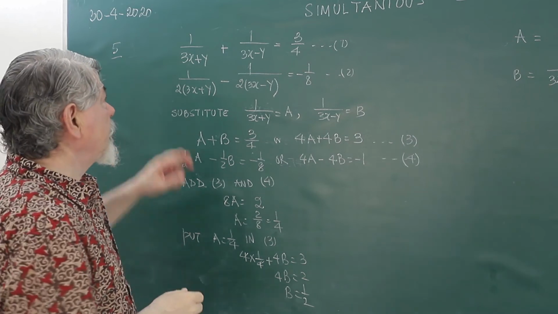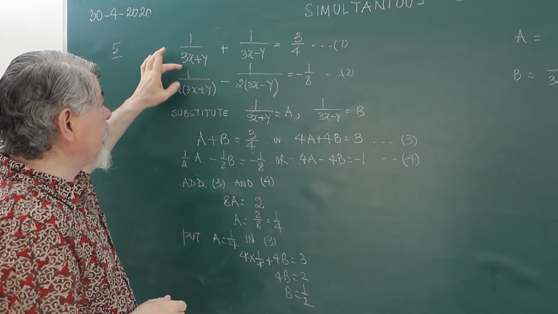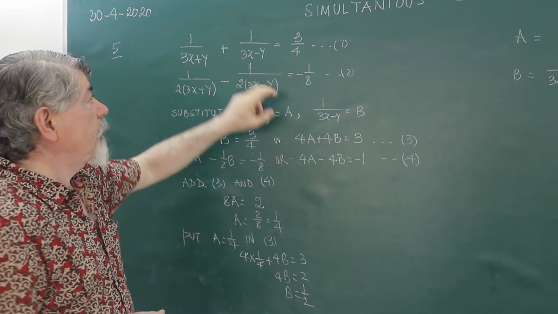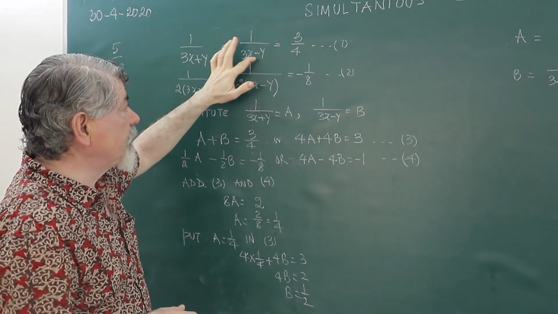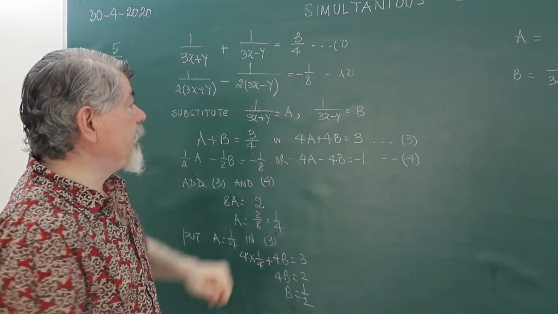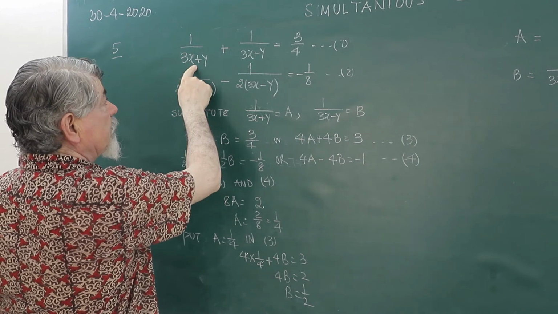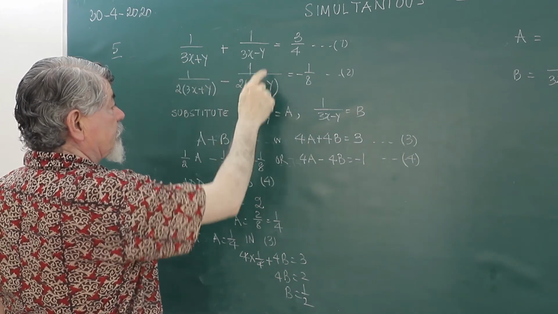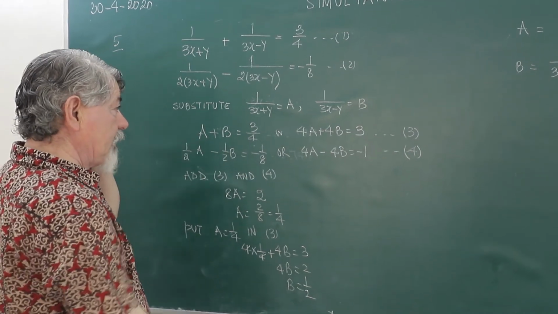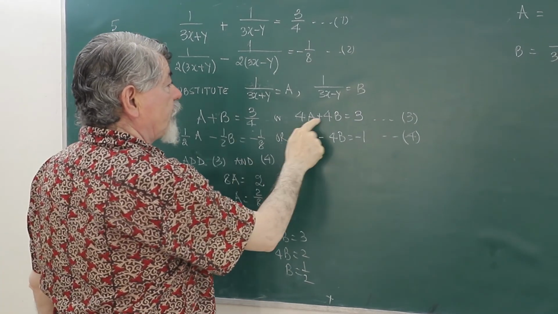Method remains the same. 1 upon 3x plus y is common in both the first and the second. Put it equal to a. 1 upon 3x minus y is here also. Put it equal to b. So from this equation I get a plus b is equal to 3 upon 4. And when I take 4 to the side, it will become 4a plus 4b is equal to 3.